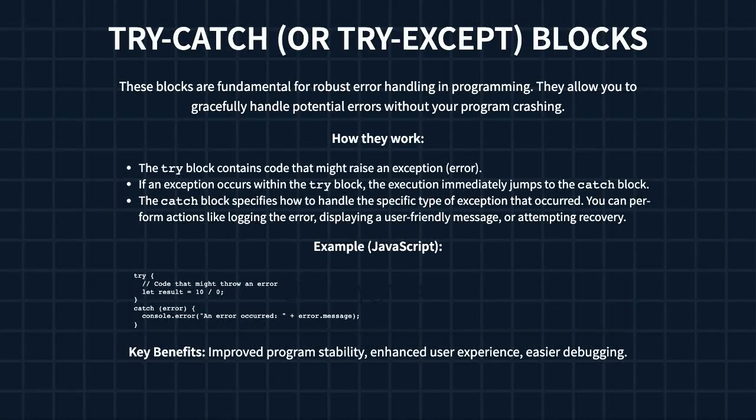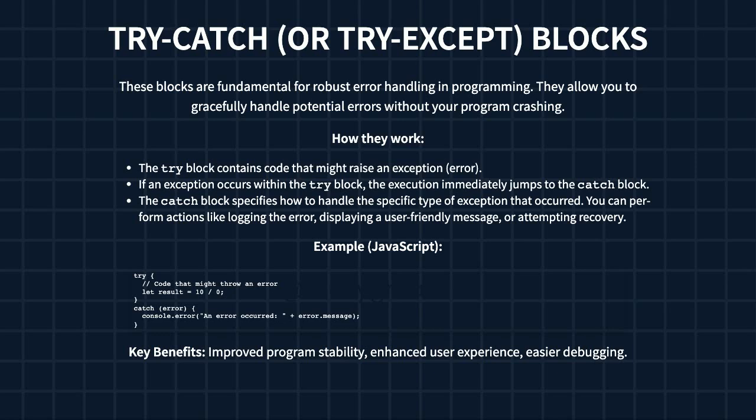Okay, let's talk about try-catch blocks. They are a really important tool for writing reliable code. Think of them as your program's safety net. A try block is where you put the code that could potentially cause an error, like dividing by 0 or trying to access a non-existent file.